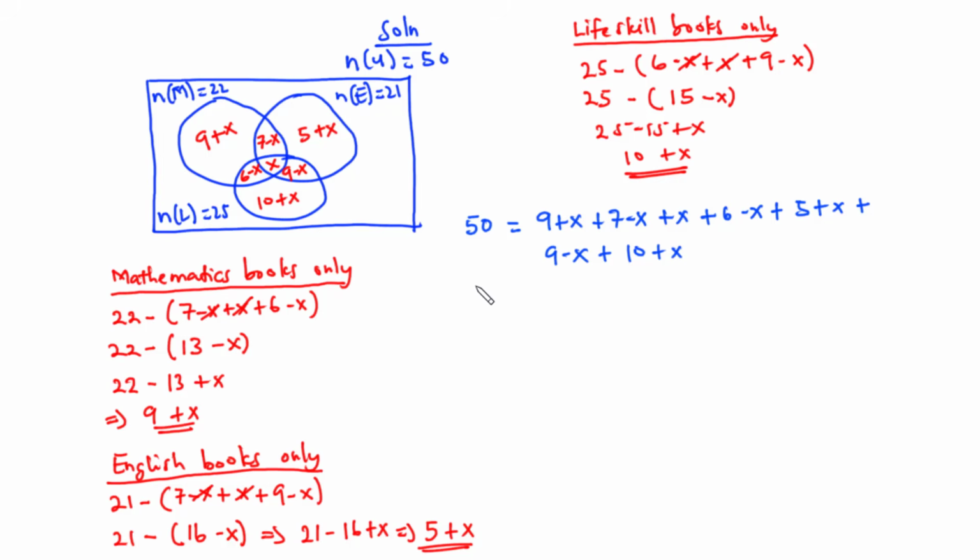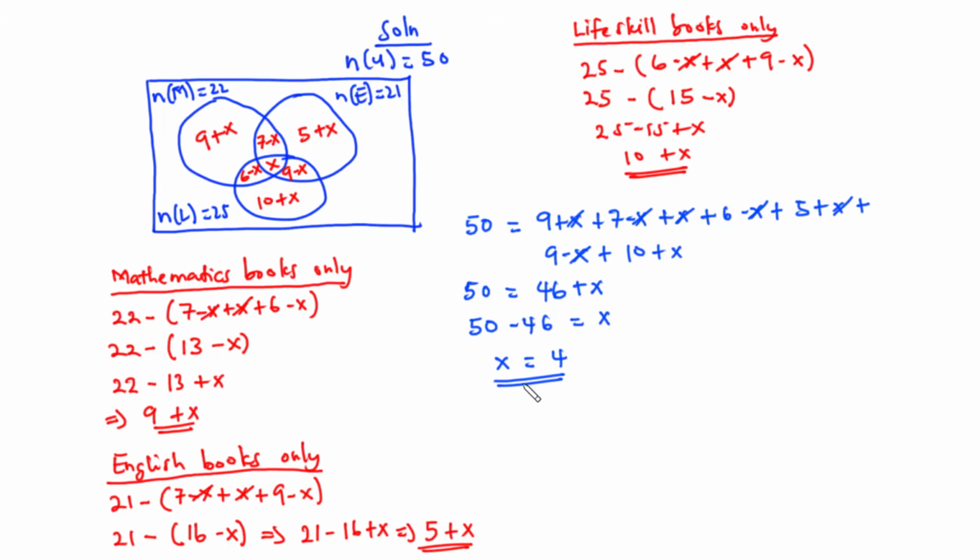Now let's solve for x. 9 plus 7 is 16, plus 6 is 22, plus 5 is 27, plus 9 is 36, plus 10 is 46. Now positive x cancels out negative x, positive x cancels out negative x, and we are left with positive x, so plus x. Now we can transpose 46 to the left hand side. So we have 50 minus 46 equals x, and then x is 4.